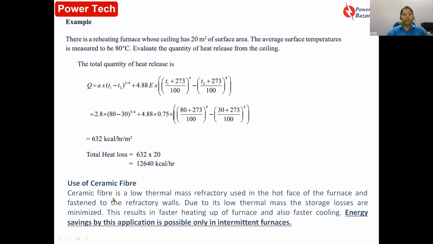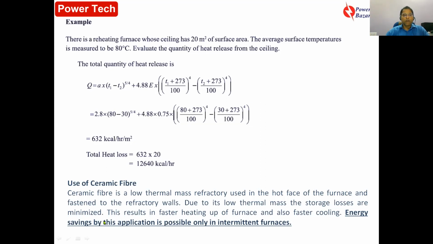Now what is a ceramic fiber? Ceramic fiber is a low thermal mass refractory used in the hot phase of the furnace, fastened to the refractory wall. Now it has low thermal mass. Because of this low thermal mass, what has happened? The storage losses are minimized. That means, because of its low thermal mass, it does not absorb much of the heat. So the furnace storage losses are minimum. Now this has resulted in faster heating of the furnace and also faster cooling.